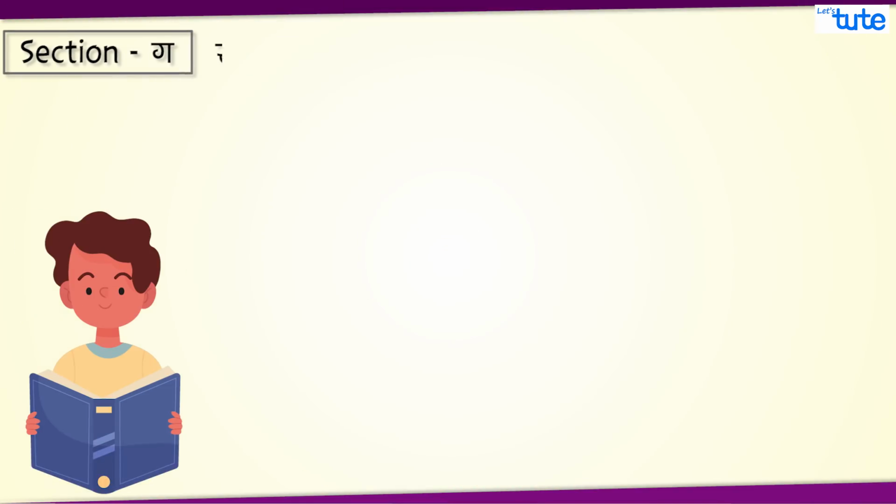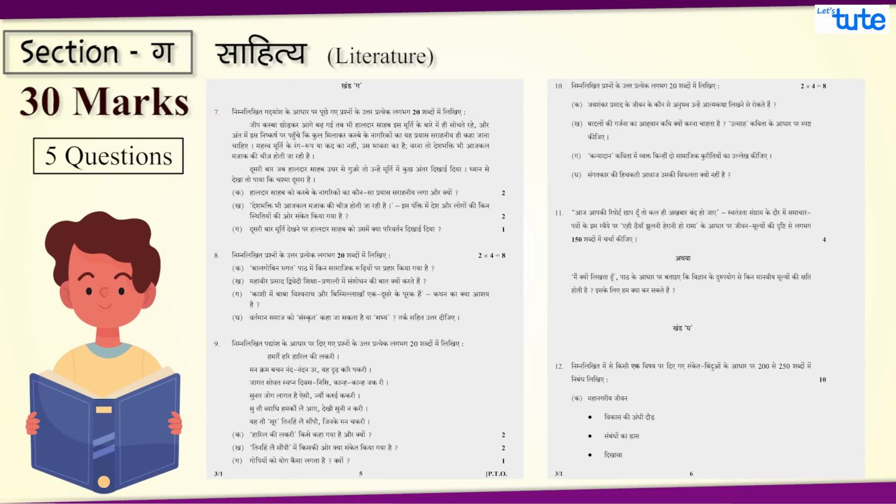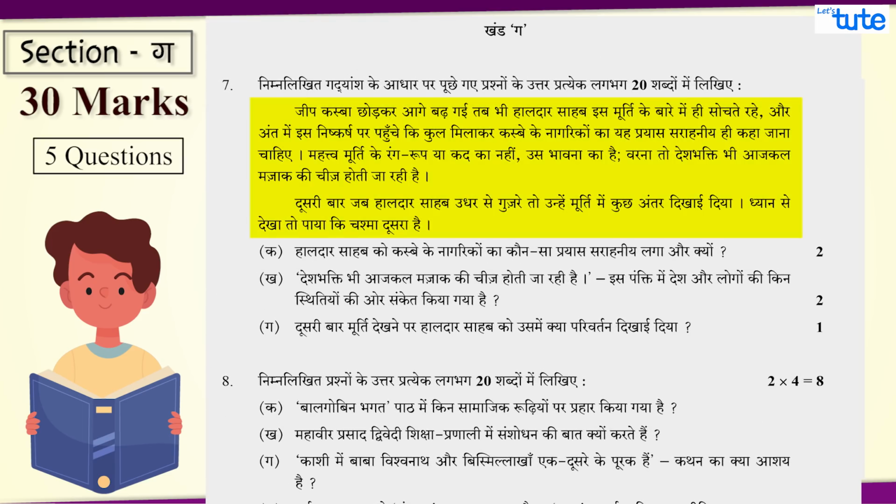G section is of Sahitya, meaning literature, which is for 30 marks. Now this section includes 5 questions. First question is again of a passage, which has 3 sub-questions. First and second sub-questions have 2 marks and the remaining has 1 mark. Here also you have to read the questions first and then read the passage. This will help you to save your time.